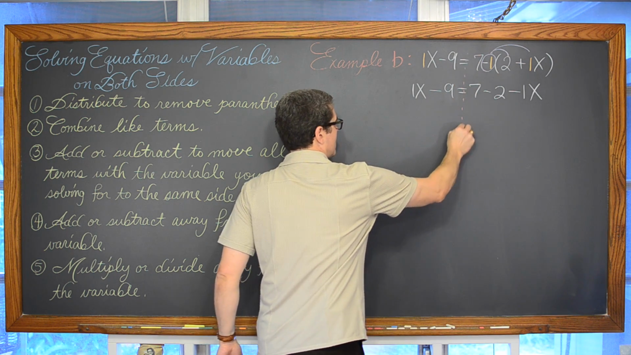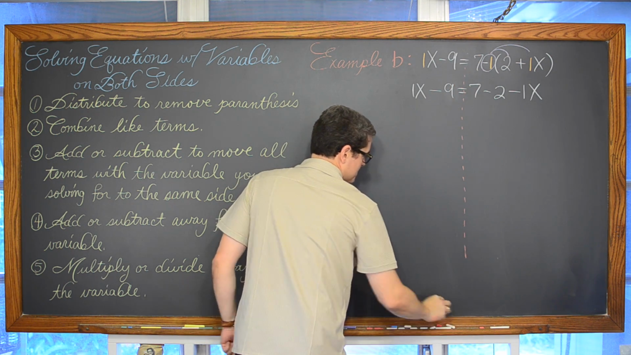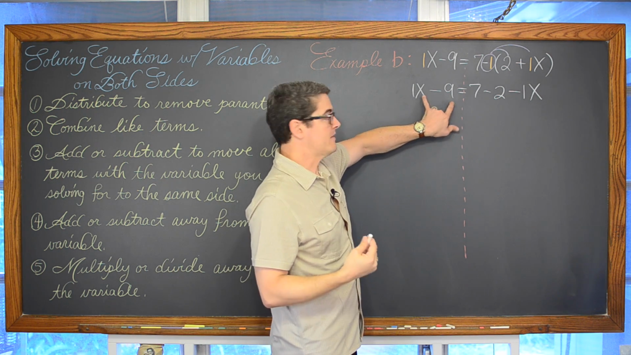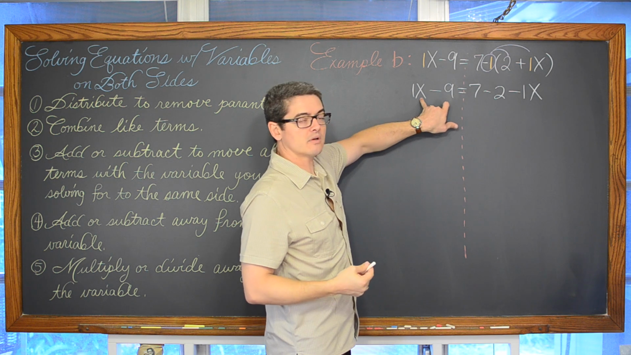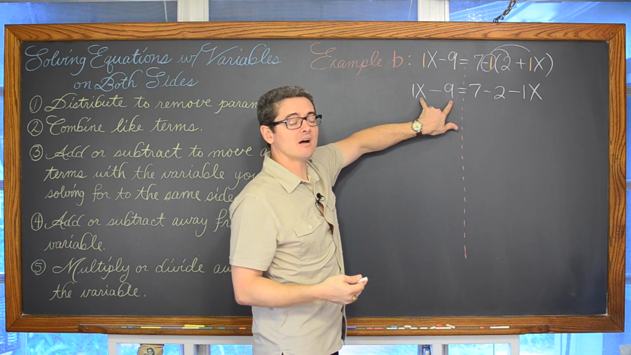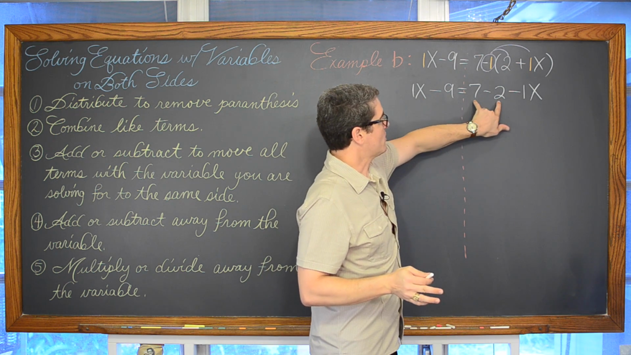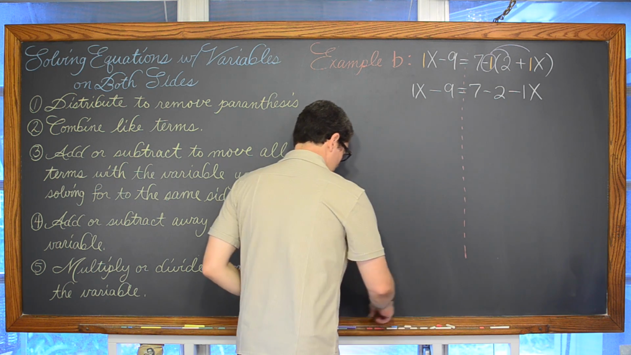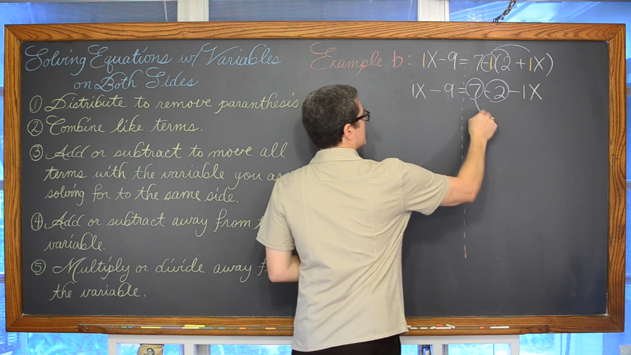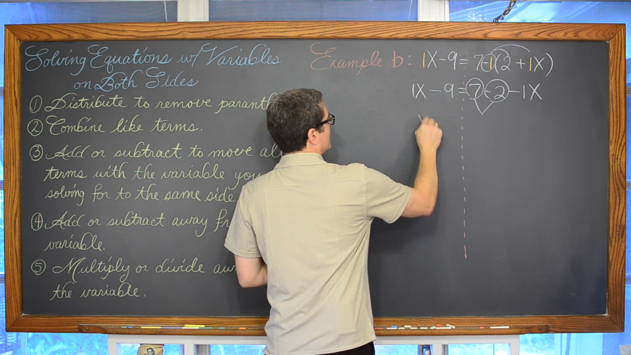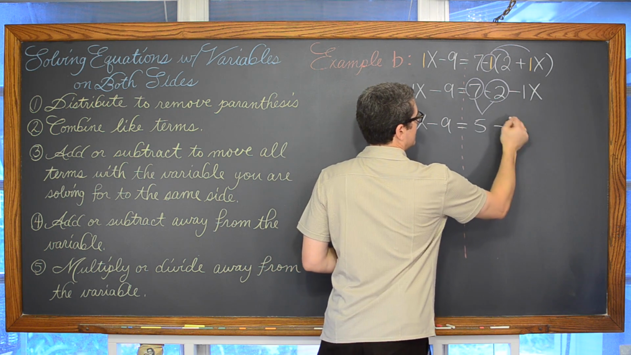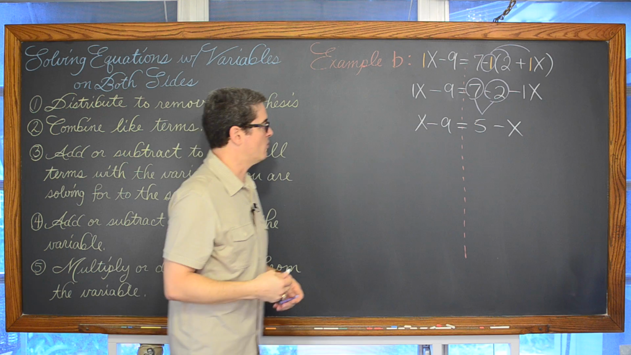And again, I'm talking about like terms. I'm talking about terms that can be combined that are on the same side of the equation. On the left side, we have an x and a 9, a variable and a constant, a term with a variable in it, and a term which is simply a constant. Those are not like terms. On the right-hand side, we do have a couple of like terms we can combine. We've got a +7 and a -2, and so we're going to put those together, and we're going to get x minus 9 is equal to 7 minus 2, which is 5, minus x, or just simply 1x.